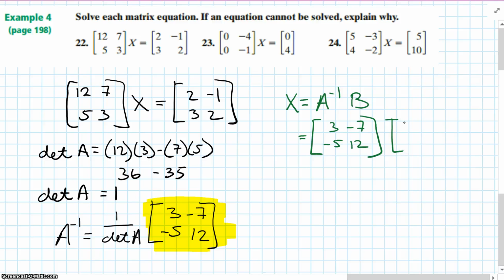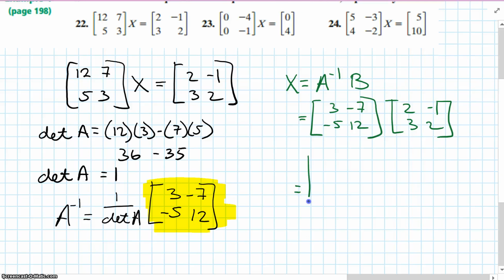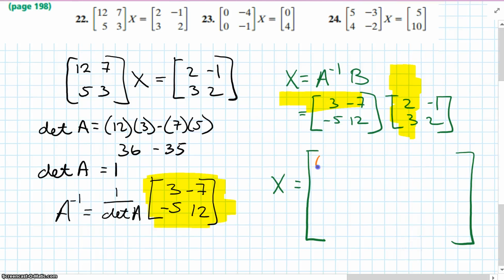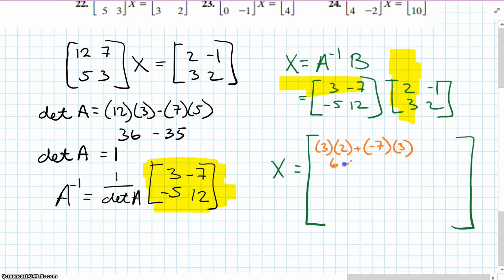Times our B value, 2, negative 1, 3, 2. So this is going to be a 2 by 2 matrix. So let's set it up. First row by first column. That's going to be 3 times 2 plus negative 7 times 3. So it's going to be 6 minus 21, which is going to be negative 15.